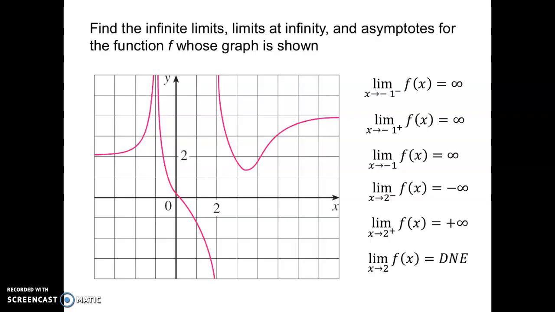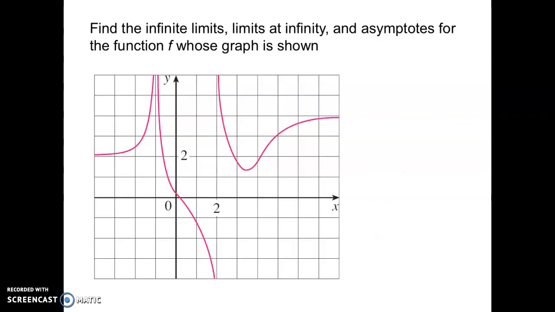All right, what about the limits to infinity, or the limits at infinity? So let's look at the limit as x approaches infinity. As x gets really, really large, so as x goes this way, the output of my function looks like it's leveling off to a value of positive 4. Let's look at the other tail. As x approaches negative infinity, the value of the function looks like it's coming down and leveling off at y equals 2.